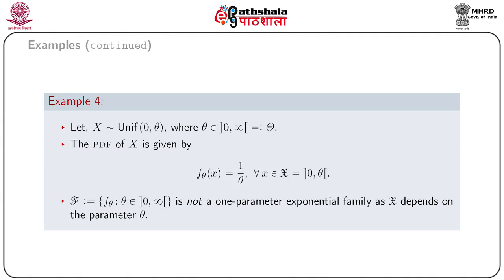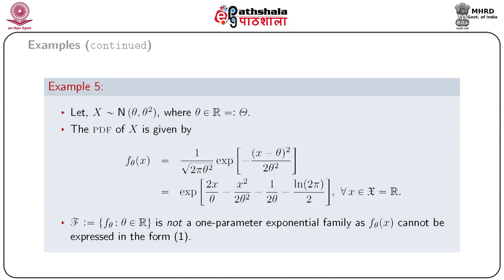Now, f theta x cannot be put in the form of a PDF belonging to the one parameter exponential family, and hence the family normal theta comma theta square is not a one parameter exponential family. We consider another example. Suppose x follows rectangular distribution with parameters 0 and theta. Then the PDF of x is given by f theta x equals 1 by theta if 0 less than x less than theta, equals 0 otherwise.